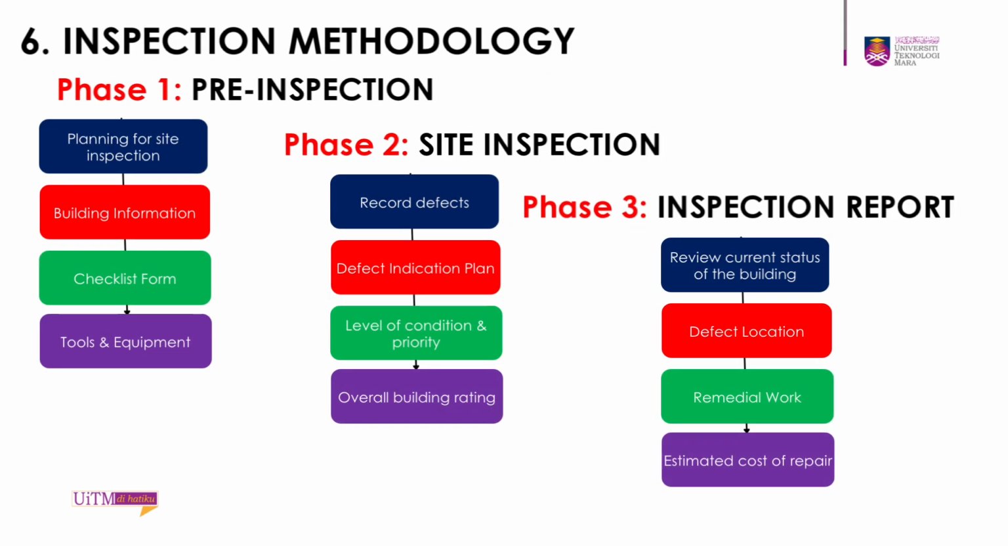6. Inspection methodology. Phase 1: pre-inspection. Planning for site inspection, building information, checklist form, tools and equipment. Phase 2: site inspection. Record defects, defect indication plan, level of condition and priority, overall building rating. Phase 3: inspection report. Review current status of the building, defect location, remedial work, estimated cost of repair.